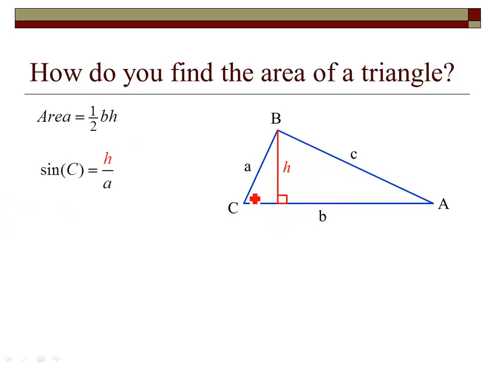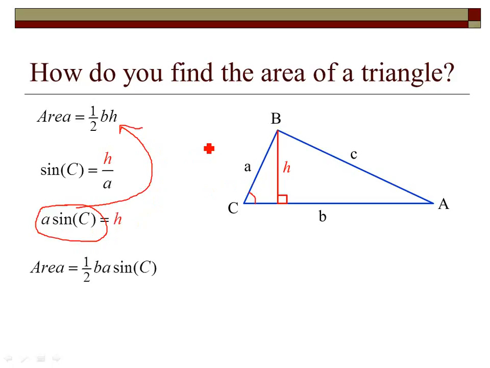So, given angle C, we have sine of C is equal to opposite, which is H, over hypotenuse, which is A. Solving for H, I get H is equal to A sine C. So I'm just going to take A sine C and replace the H up here. So now I've got 1/2 BA sine of C. So just to make it alphabetical, we'll have the formula as 1/2 AB sine C.